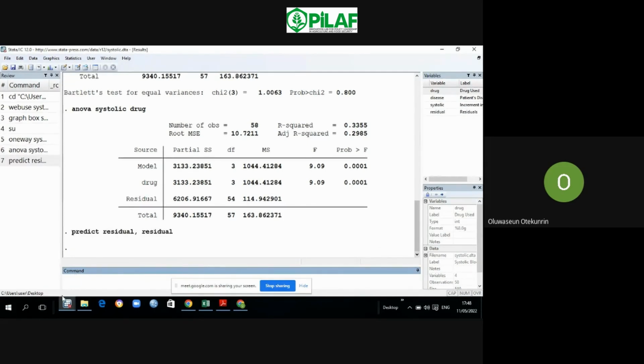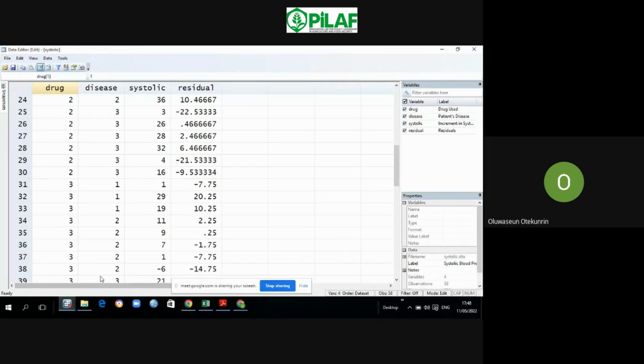So let's check now. You can see that the residual has been added. We have drug, disease, systolic, and residual. Now, this residual is your response minus your fitted value, that is yi minus yi hat. So this is the residual now, and we want to work with this.